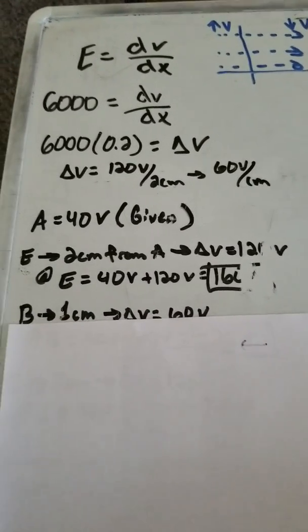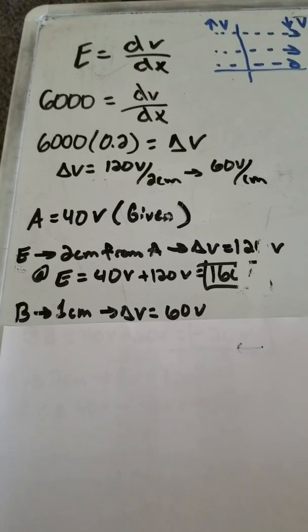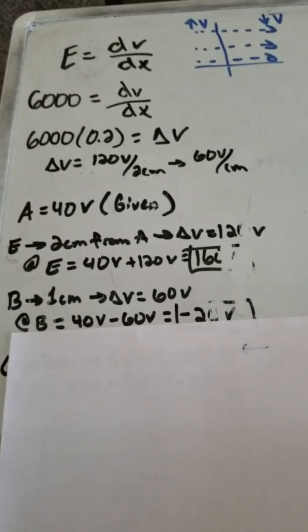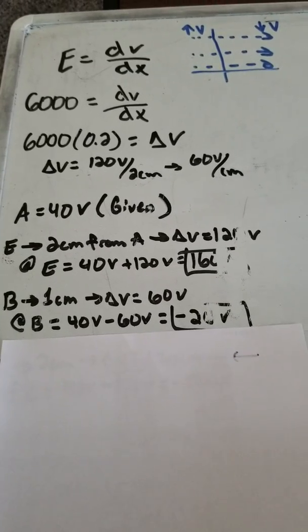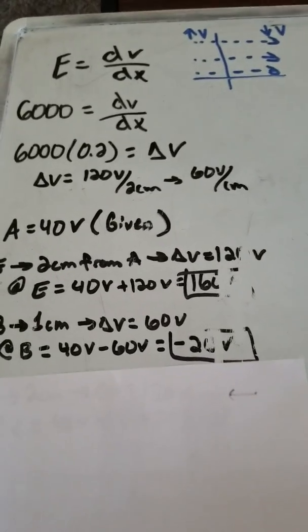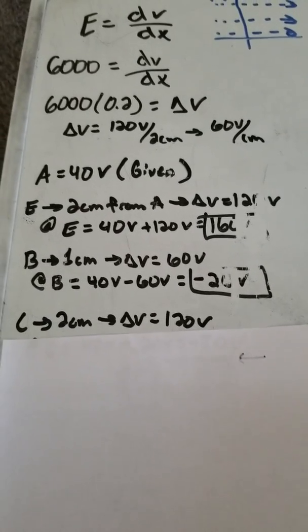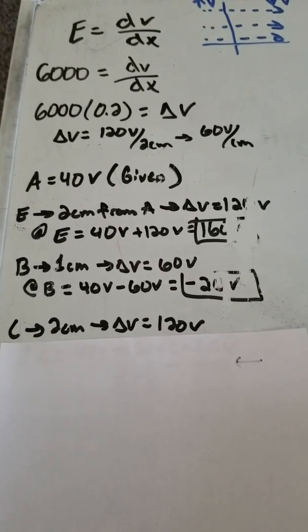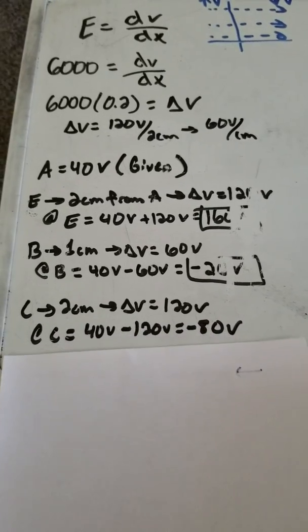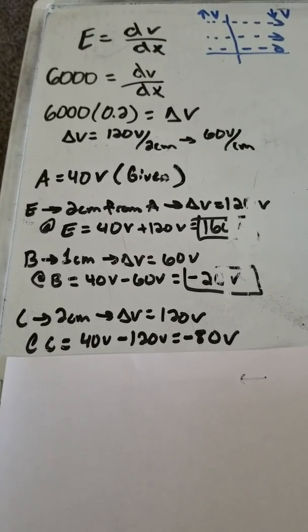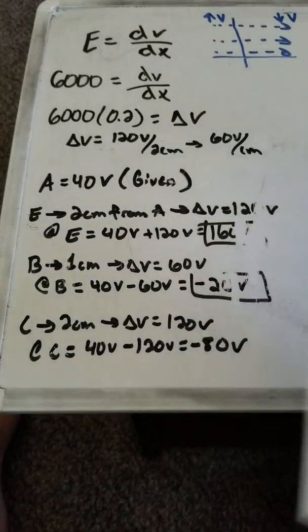At B, B is 1 centimeter from A, so the change in voltage will be 60 volts. So at B, the voltage will be 40 volts minus 60 volts, giving us negative 20 volts. At C, it is 2 centimeters from A, so the change in voltage will be 120 volts. And at C, the voltage will be 40 volts minus 120, giving us negative 80 volts.